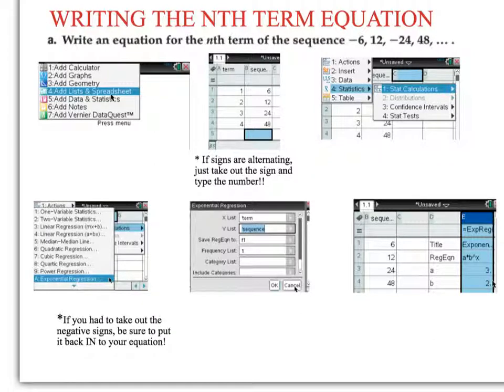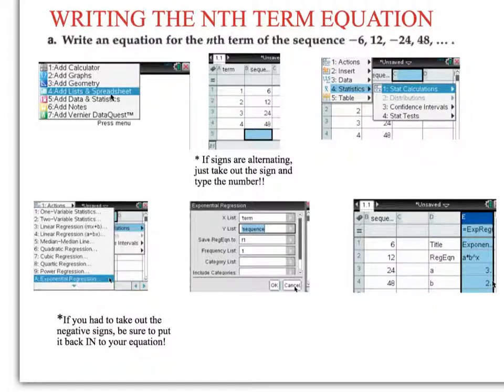So what if you were asked to write the nth term equation? So here it says write an equation for the nth term of the sequence. So we're going to use the calculator for this. We go to our list and spreadsheets page as if we were doing when we completed scatter plots, when we had to type in our data.